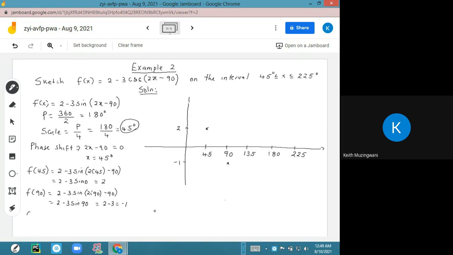So we go to f of 135. We have 2 minus 3 sine (2 by 135 minus 90). This is 2 minus 3 sine 2 by 135.